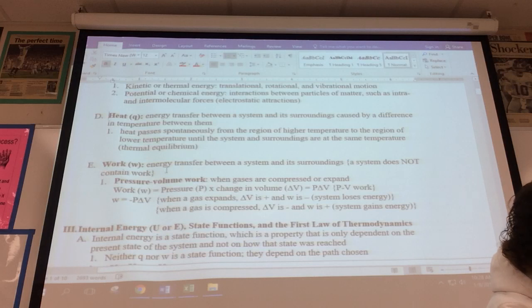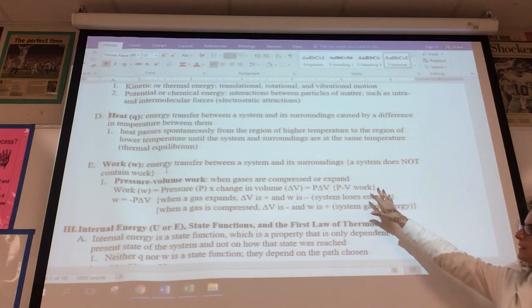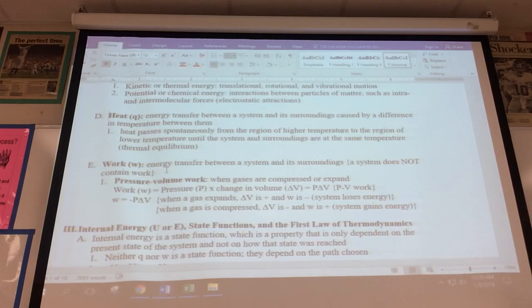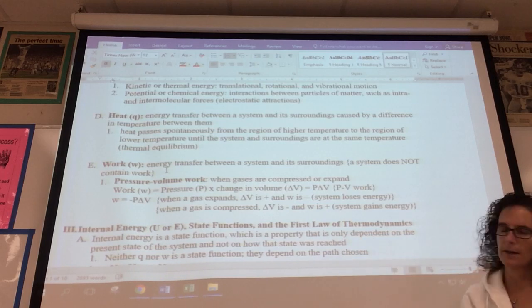Work is also an energy transfer between a system and its surroundings. A system does not contain work, but you'll see that energy can be transferred from one to the other. Now with heat, you're talking about it being due to the temperature difference, so that's the key distinction between the two. We're not going to deal with pressure-volume work, so we'll just skip that right now, and we're going to link heat with work through internal energy.